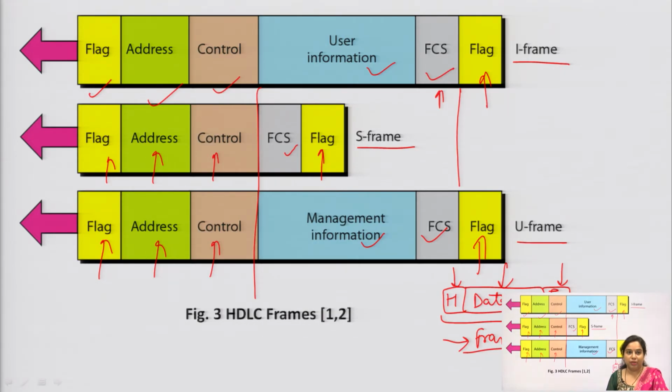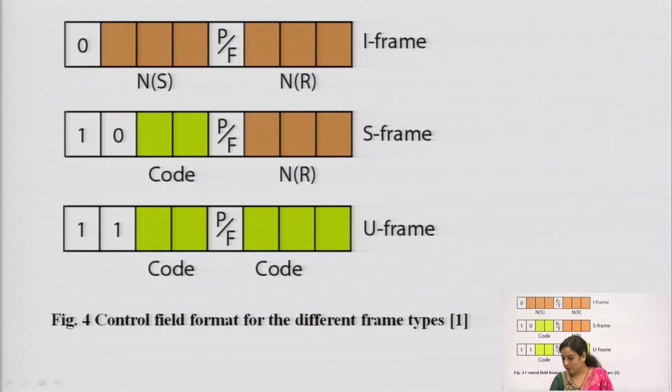So, this is how HDLC works. HDLC has different types of frames, like the I frame, then the S frame, then the U frame. In case of the S frame, only frame check sequence information will be available. In case of the U frame, there is management information related to how to manage the different packets that will be transmitted. So, this is how these 3 different types of frames work.